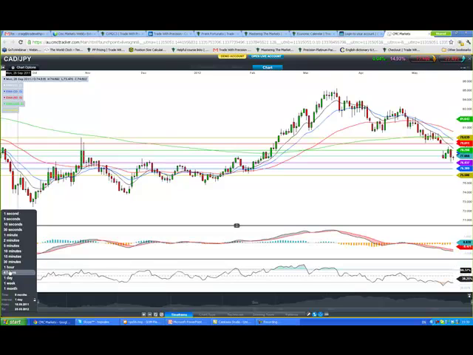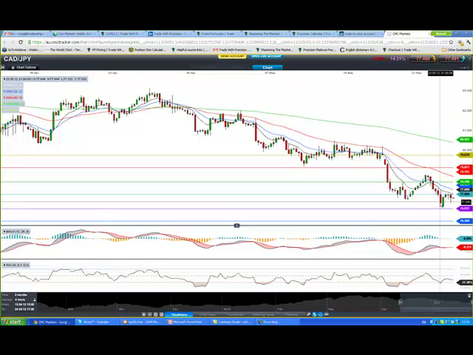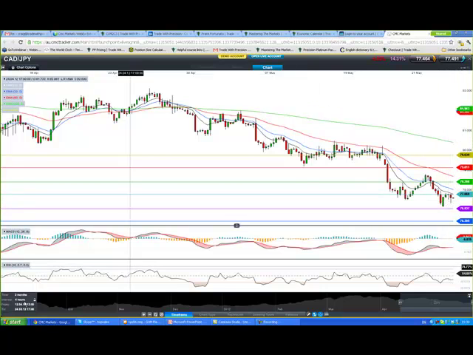I missed it again, didn't I? I'm having a shocker with that. 4-hour. Okay. 4 hours pulled back into the sell zone already and moved away. We're back in there, moving away.